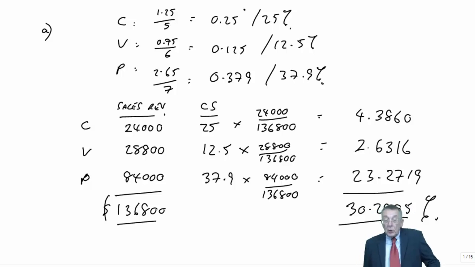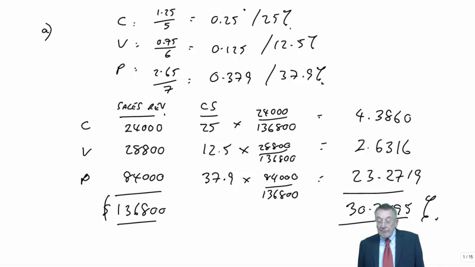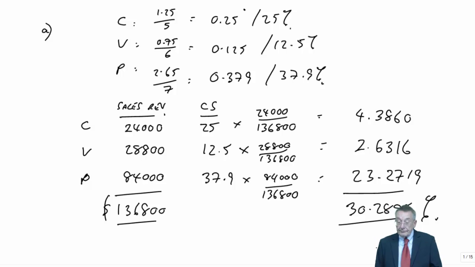So there's the overall CS ratio, the weighted average. And I'm not surprised that it's as high as it is, because so many of our sales were P, and P did have a high CS ratio. I'll leave it to 4 decimal places, but I'm not really bothered, 30.29 approximately. Well, that's one way you can get it.